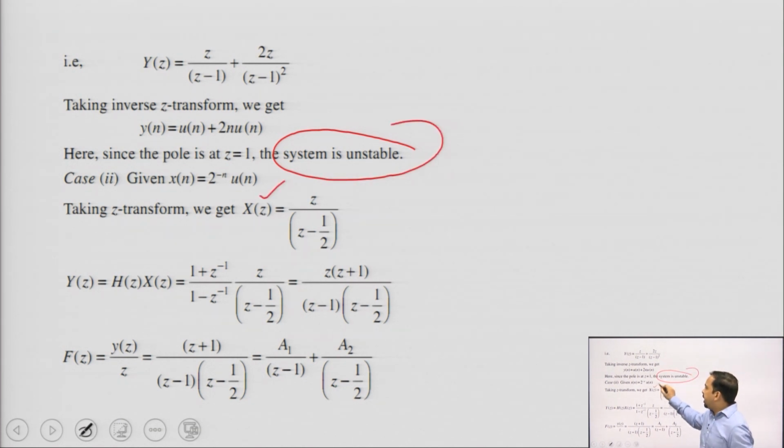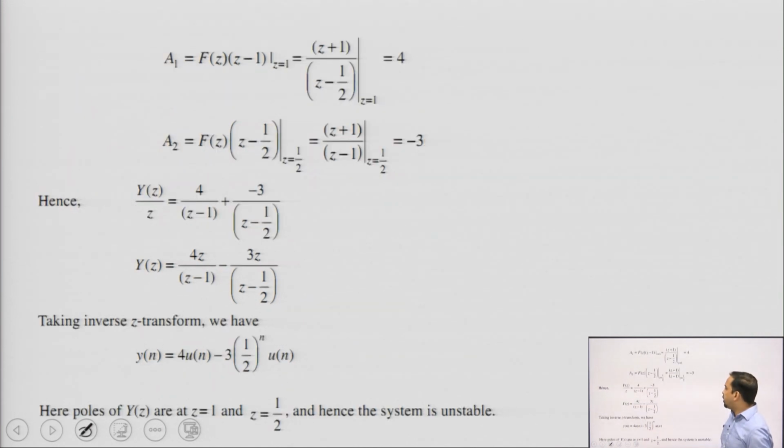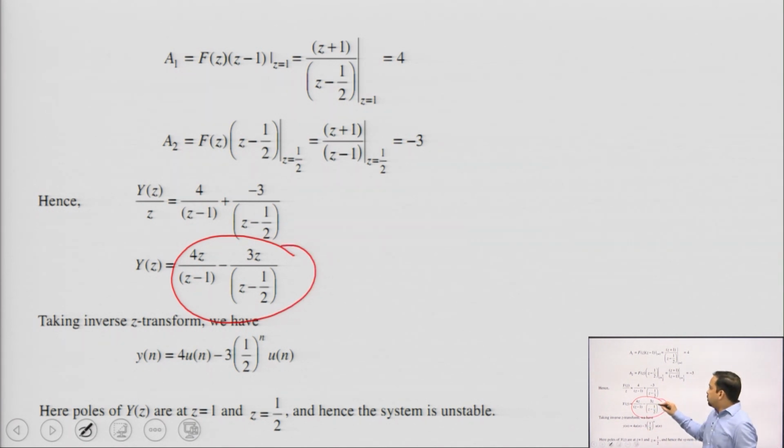For the second case, again we calculate H(z), then calculate Y(z) and try to find the locations of the poles. Here, a pole is lying on z equals 1, which is the unit circle, and one pole is lying inside the unit circle. Depending upon this, the system is said to be unstable.